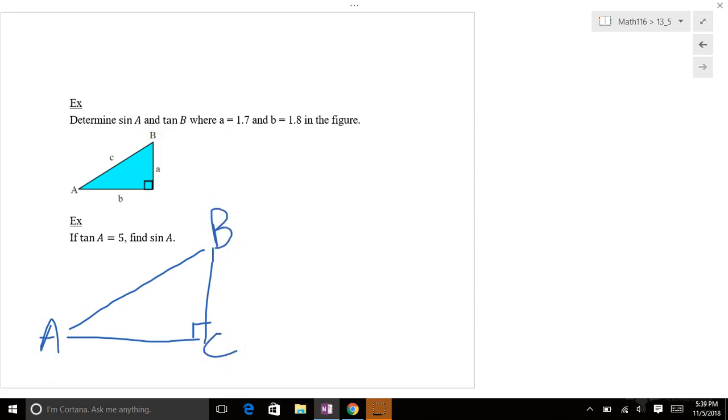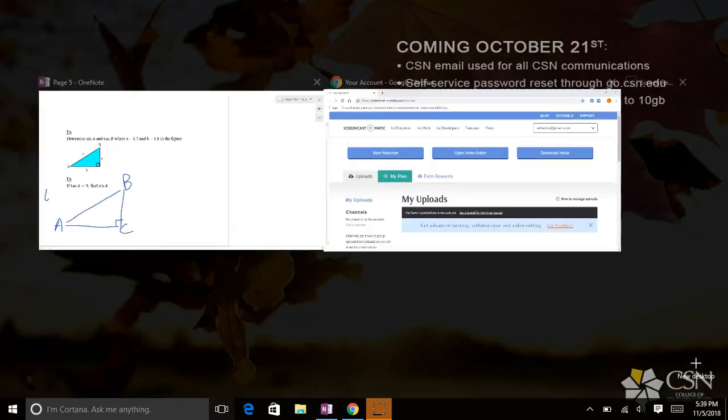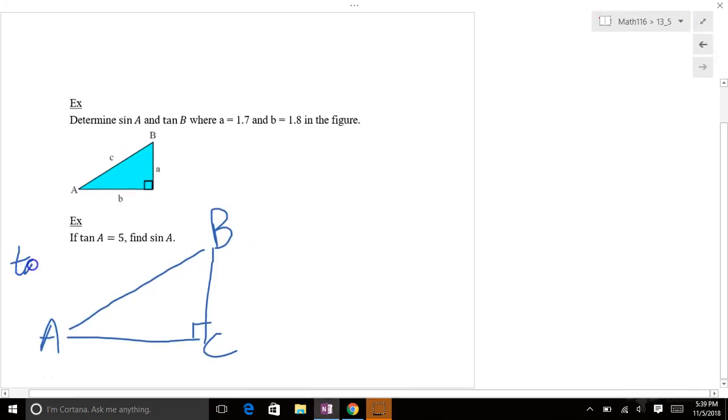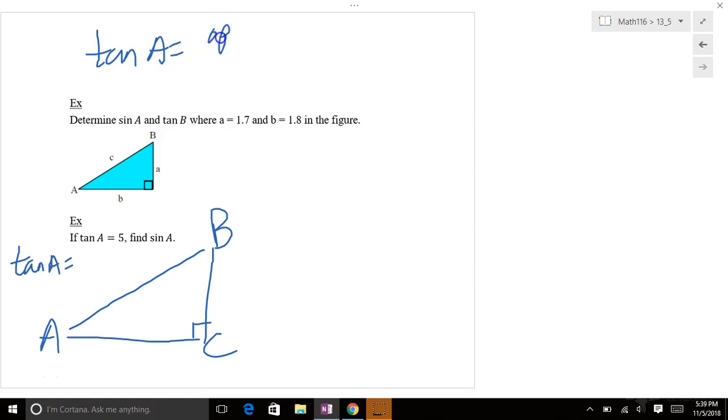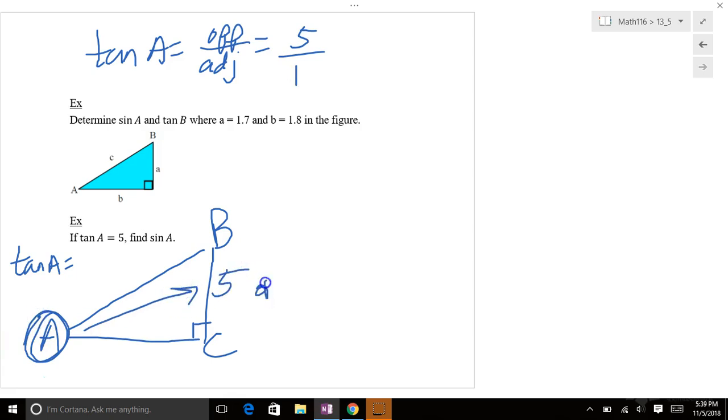Tangent of A. Remember, tangent is opposite over adjacent. If it's 5, what's the number on the bottom? Well, it's 5 over 1. That means with respect to A, the opposite side is 5 and the adjacent side is 1.